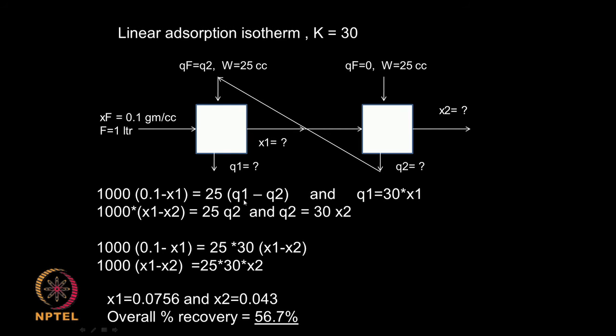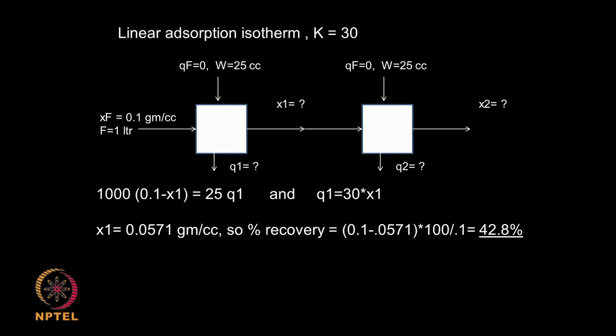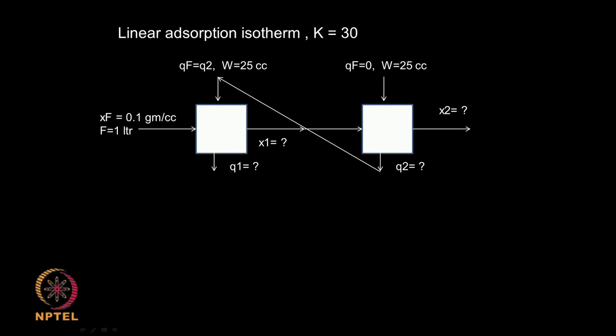The previous example is almost like a cross flow, where every time I am adding fresh adsorbent, whereas in this particular example I am taking the adsorbent from the second stage and putting it into the first stage. So, this is like a counter current adsorption, just like counter current extraction. In the previous class I talked about cross flow extraction and counter current extraction, same thing here, but the advantage, as you can see, is tremendous.